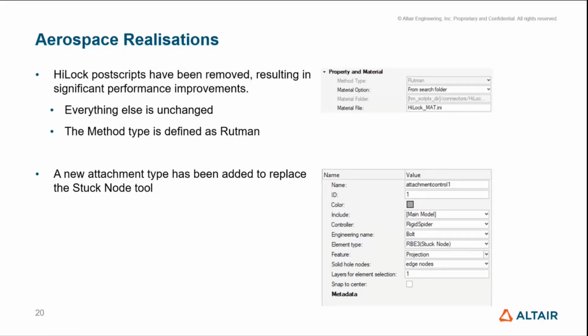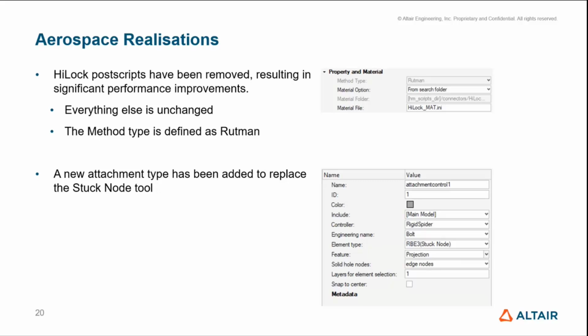The next thing we've done as a part of the aerospace realization, again following the post-strip removal project, is look at HyperWorks, so the Rutman type connection. We've gone through the process here of removing the post-strip for that as well. Everything else within that realization remains unchanged. You'll just see a significant performance improvement on the realization timings with this. The method type in this case is uneditable and set as Rutman, so it's relatively clear to the customer as to what that actually is doing and what that means.